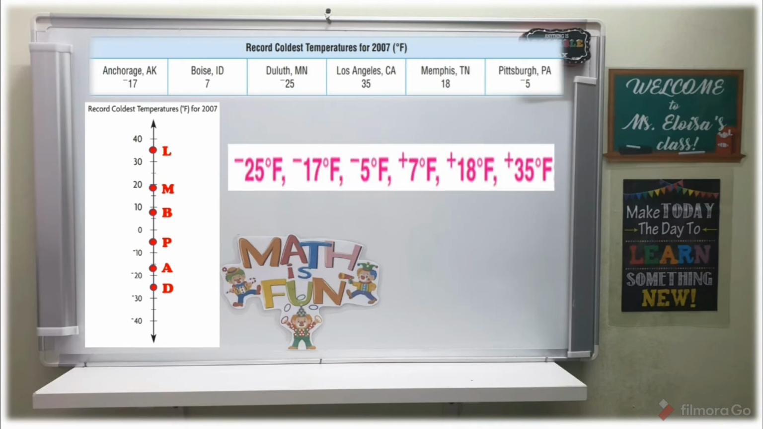So to write the temperatures from least to greatest, we will look at the temperatures from the bottom going up. So that will be negative 25 degrees Fahrenheit, negative 17 degrees Fahrenheit, negative 5 degrees Fahrenheit, positive 7 degrees Fahrenheit, positive 18 degrees Fahrenheit, and positive 35 degrees Fahrenheit. So if your number line is vertical like this, then the numbers below are less than the numbers above them.